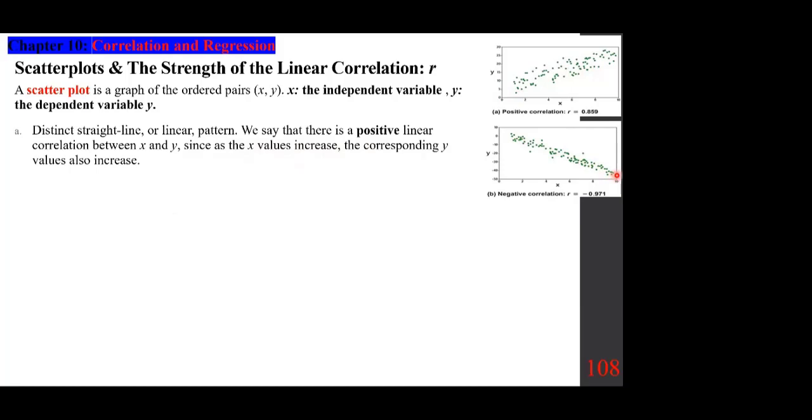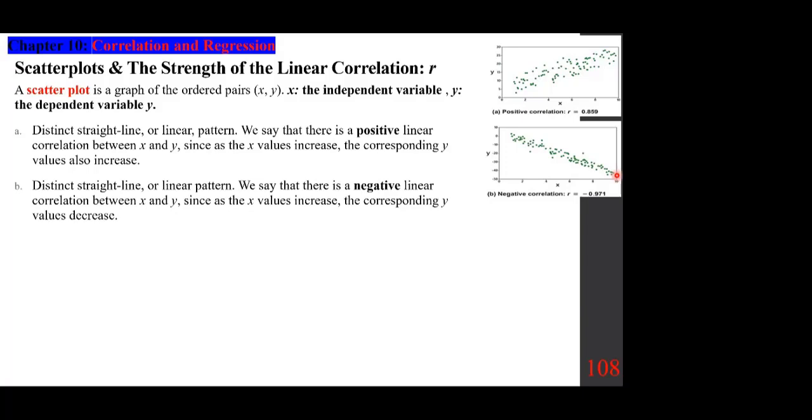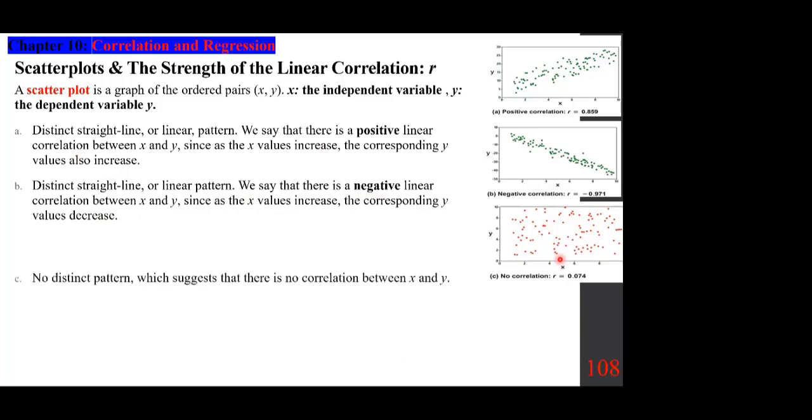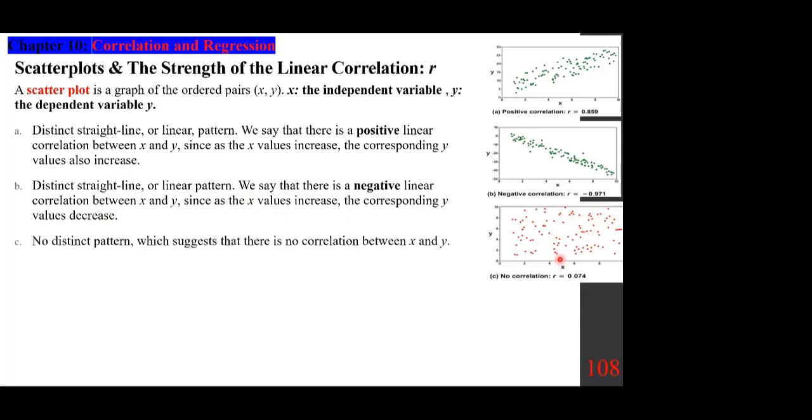Same thing, but this time negative slope. Distinct straight line or linear pattern, we say that there is a negative linear correlation between x and y, since as the x value increases, the y value decreases. There is no clear pattern, no distinct pattern, which suggests that there is no correlation between x and y.